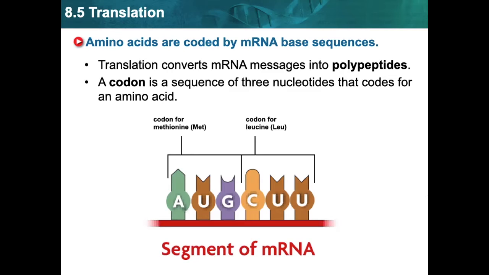So a codon is a name for 3 nucleotides in a row. And 3 nucleotides in a row code for an amino acid. So you can see right here, these 3 nucleotides, AUG, that's a codon. And that codes for one amino acid, in this case methionine, is what is coded when you have AUG. If you have CUU as the codon, that codon calls for leucine, a different kind of amino acid.